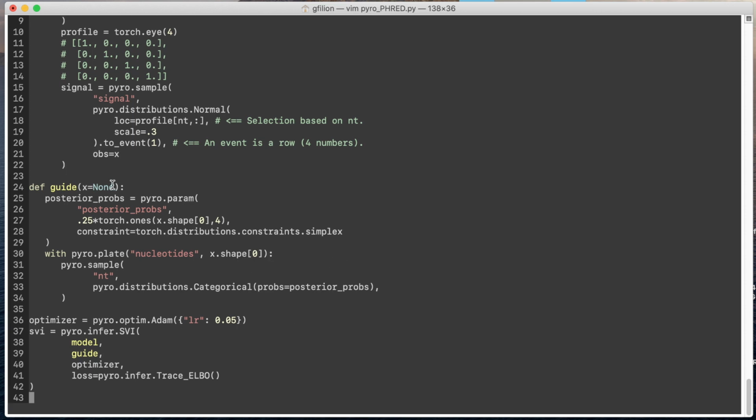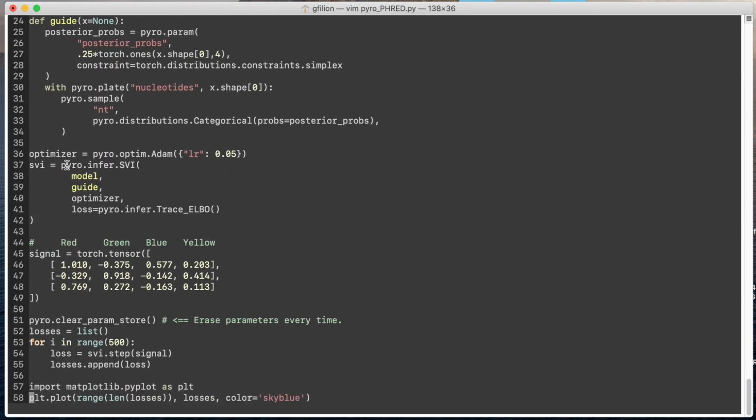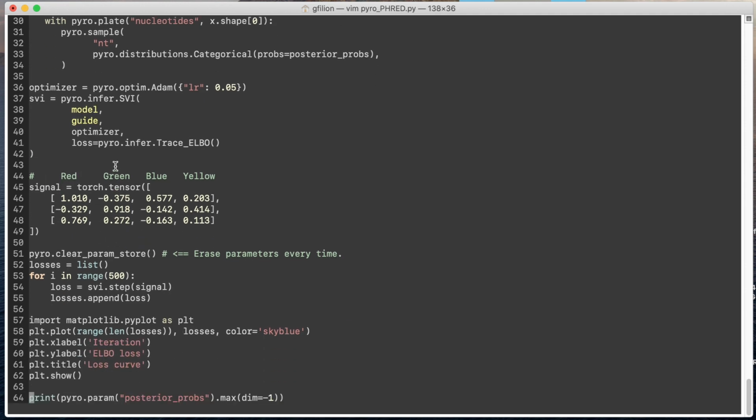So this is as usual based on the idea that here in the guide we approximate the posterior distribution, which means that we approximate the distribution that a particular nucleotide was chosen at a particular cycle given what we observe in terms of light. Finally, we have the optimizer, the SVI as usual here. So we take the same optimizer as usual, Adam, and the same learning rate as usual here. The SVI object is defined the same as usual with the model and the guide, so there is no difference here. We finally define the signal that we obtain.